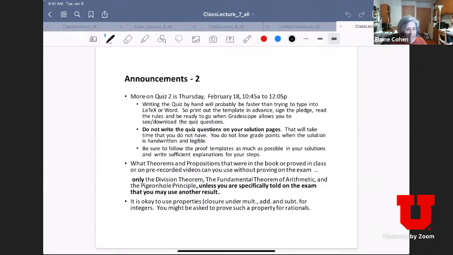Okay. It is certainly okay to use all our properties like closure under multiplication, addition, subtraction of integers, like associativity, commutativity, etc. You might be asked to prove such properties for rationals because we did prove them.